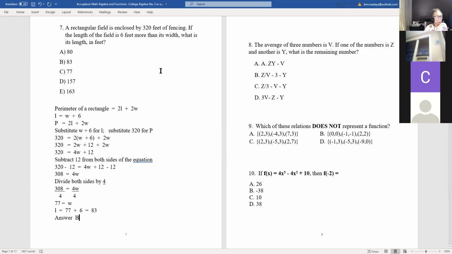Chastity, any questions on 7? No, ma'am. Okay. Just remember the perimeter formulas: 2 lengths plus 2 widths for a rectangle.